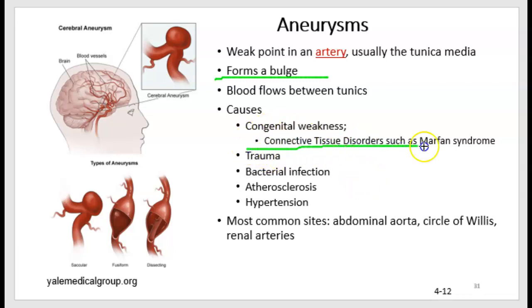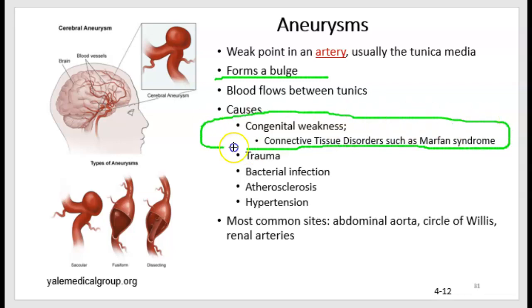Well, it could be a connective tissue disorder such as Marfan syndrome. There is a host of connective tissue disorders that are genetically inherited that can cause a problem with blood vessels, particularly the aorta. Trauma could cause it. Sometimes a bacterial infection. That would be a pretty serious bacterial infection resulting in what we call sepsis, infection in the blood. And then atherosclerosis, a plaque buildup, can result in a weak point in an artery, and so can hypertension.